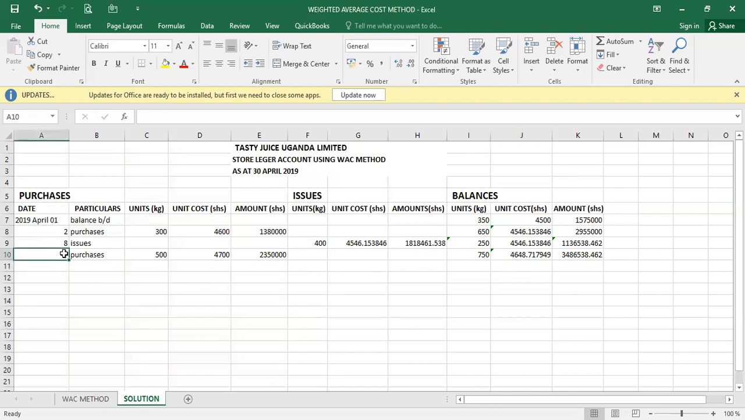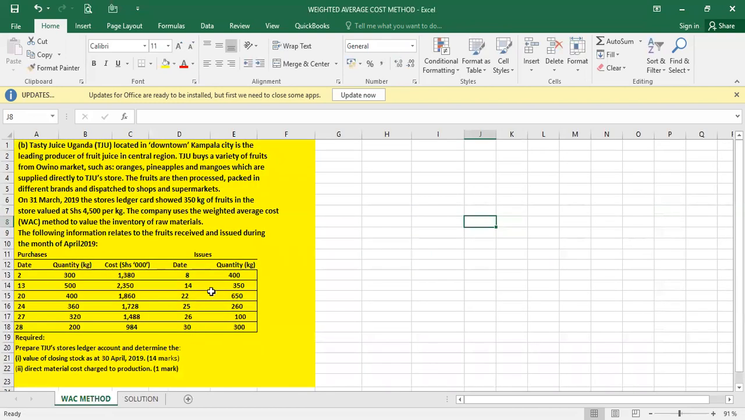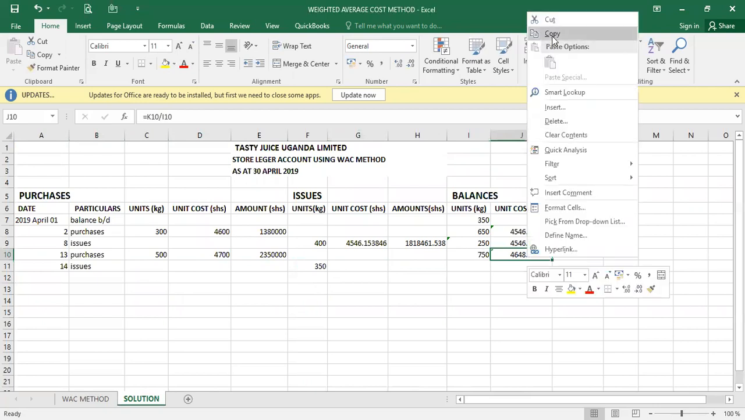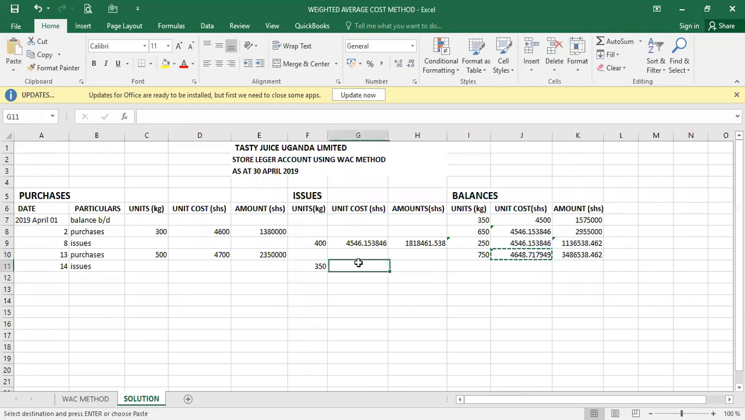They said it happened on 13th, so we go on 14. I think this one is the easiest. On 14th, we issued out 350. These were issues of 350. This 350 is going to be issued at this price. We'll copy it and come and paste it here.